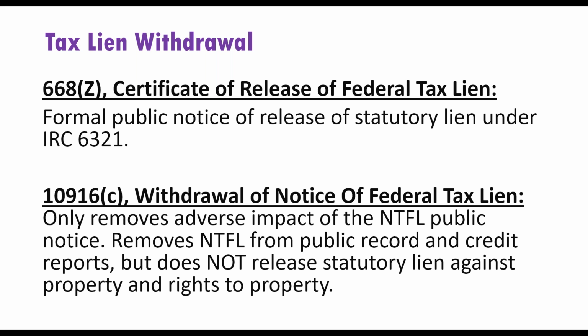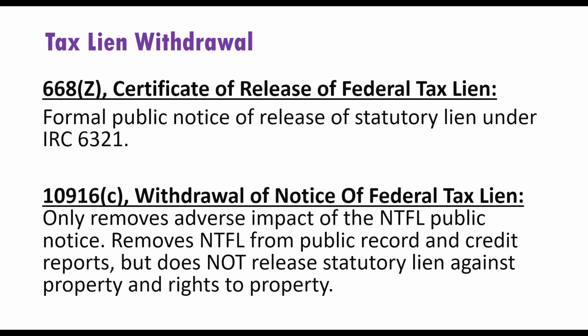So what is the difference between a tax lien release and a tax lien withdrawal? The release is a formal public notice of the release of the statutory lien under 6321, the section of the code we already talked about. The way that the release looks on a credit report, for example, is it will show the tax debt was there and then it was paid. But the tax lien is still on the credit report.